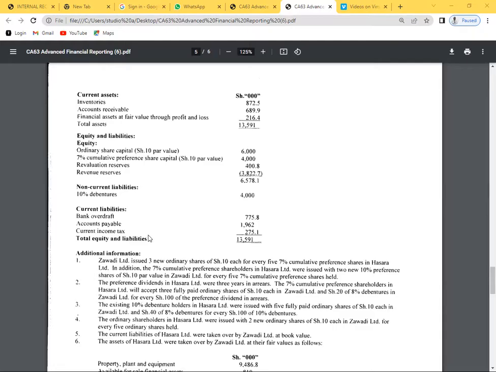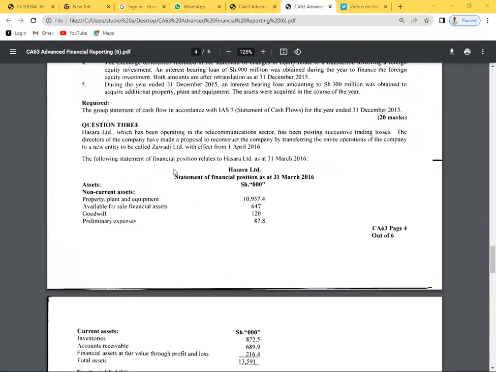Now, ladies and gentlemen, after I've done that, the moment I've recognized it's an external reconstruction question, this is what I'm told here. Let's even read the question.